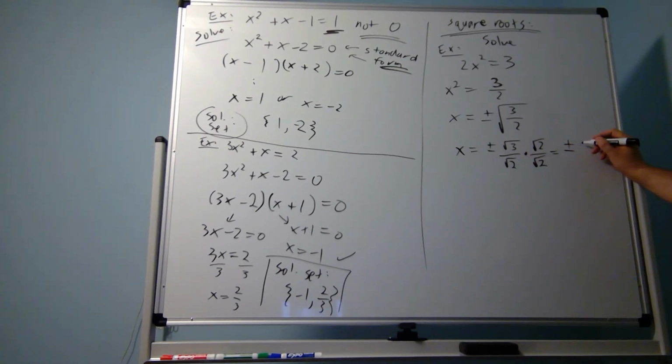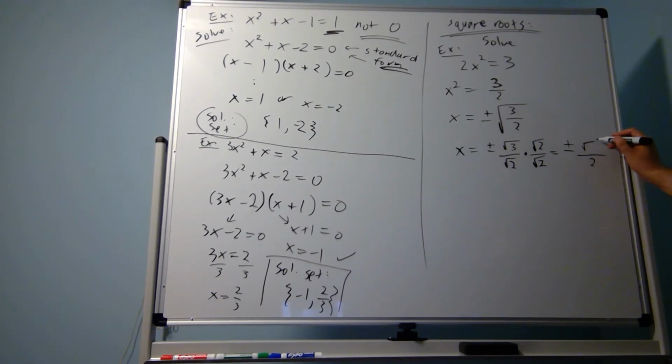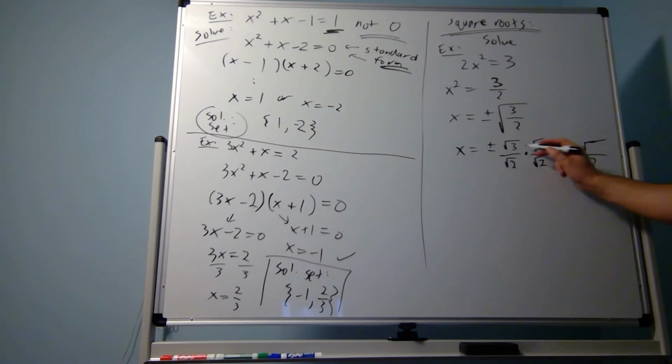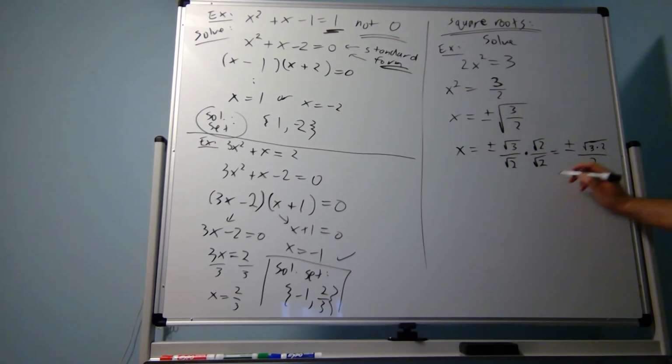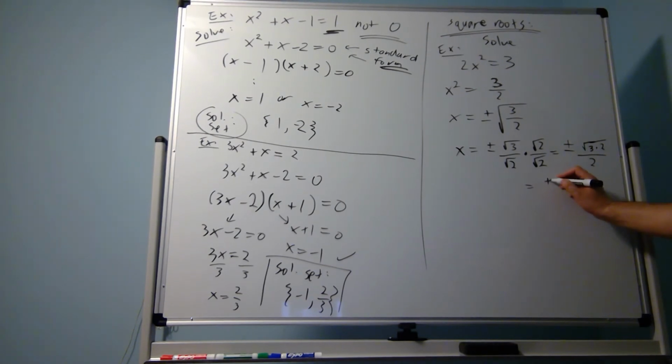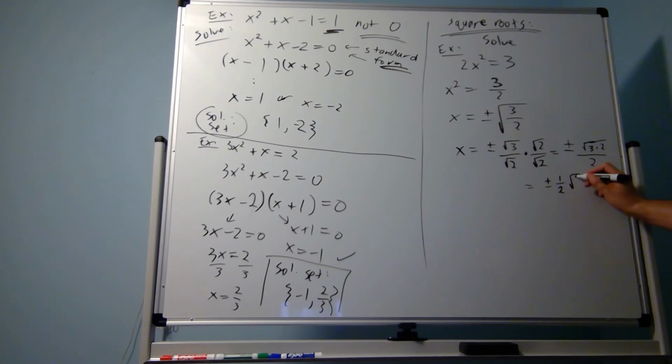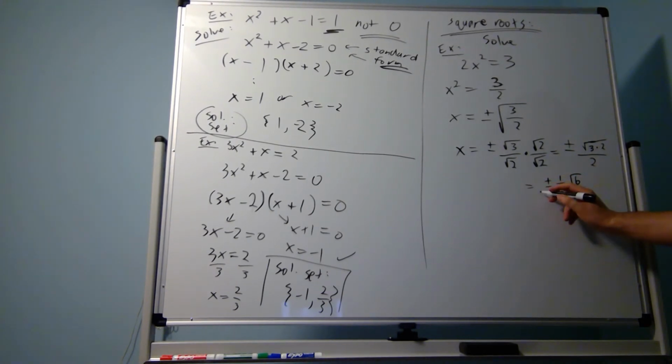but now the denominator is just plain old 2. The numerator is, if you have the square roots of 2 different positive numbers, you can combine that into a square root of the product. So you can see this as the square root of 6 divided by 2, or maybe you would write it as 1/2 of the square root of 6. So this is kind of a standard form of the answer.